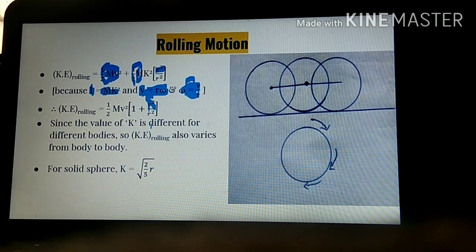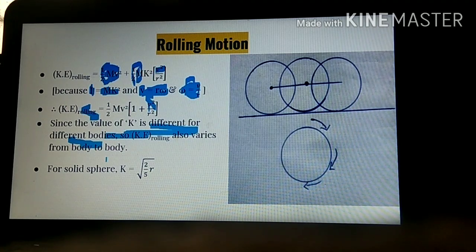But k's value is different for different bodies. Radius of gyration's value is different for different bodies, and kinetic energy of the rolling also varies from body to body. For different bodies, kinetic energy of rolling will be different. Okay. For a solid sphere, k's value is root 2 upon 5 r.